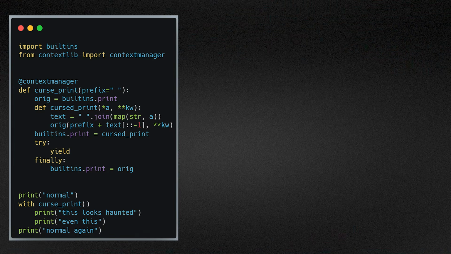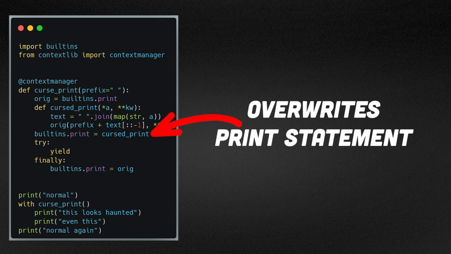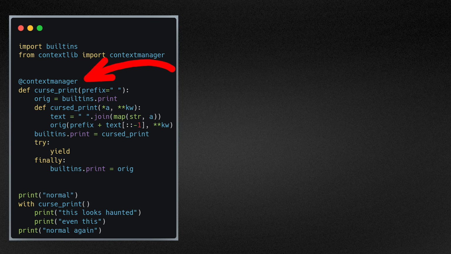In this file we are basically patching reality. Python resolves the print statement with builtins.print, so if we replace that function, we will change what print means for the entire interpreter. We wrap the swap in a context manager so the change only exists for a short controlled scope, and then we restore the original in a finally block.